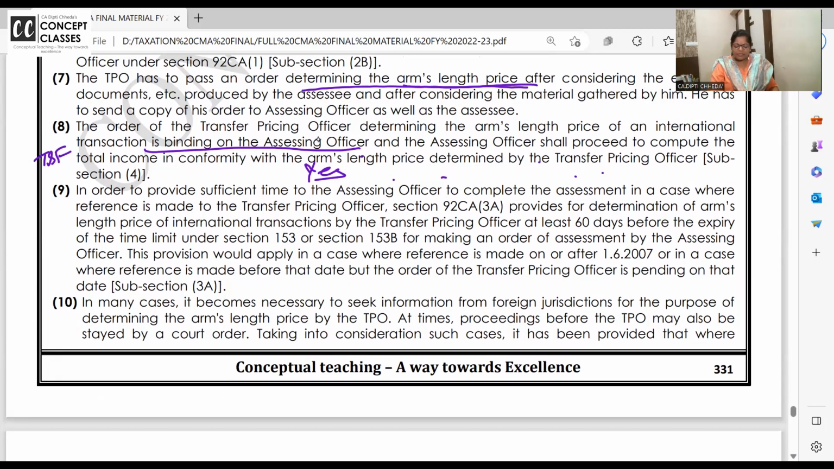In order to provide sufficient time to AO to complete the assessment in cases where reference is made to TPO, the law provides for determination of arm's length price by TPO at least 60 days before the expiry of the time limit under 153. What is 153? 153B, the assessment completion time. If you are referring the case to TPO, give the TPO at least 60 days, because he will also gather information from the AO and from the SSE.